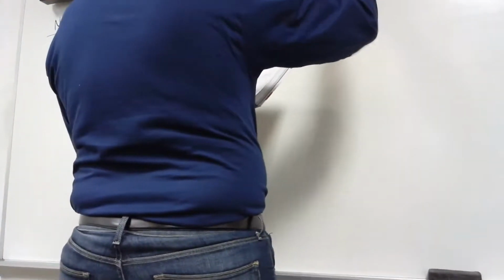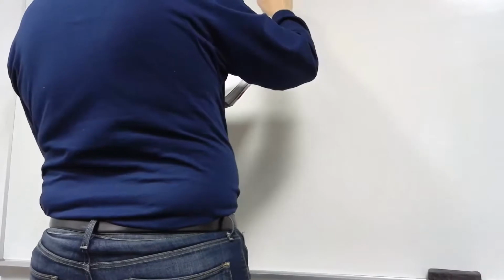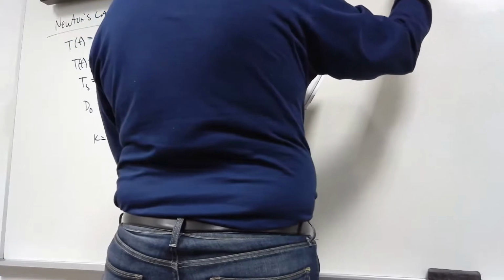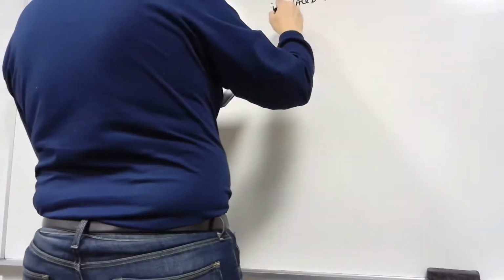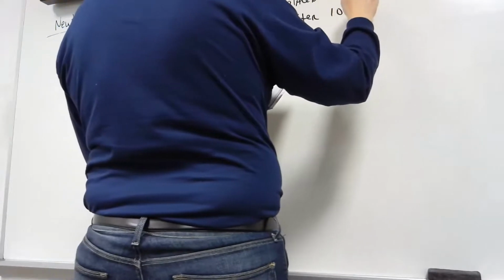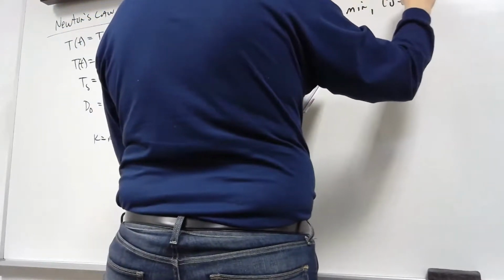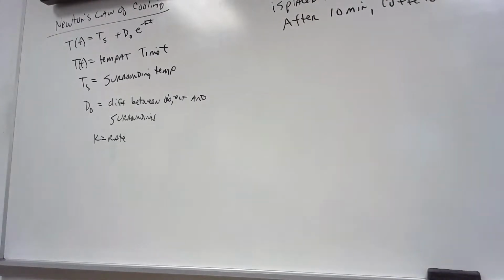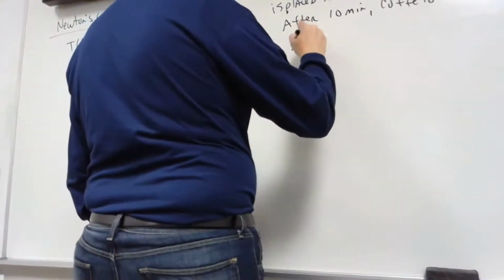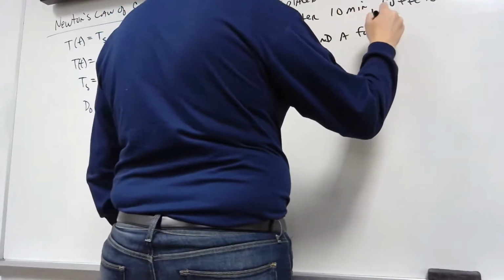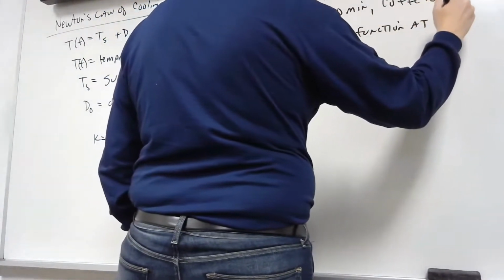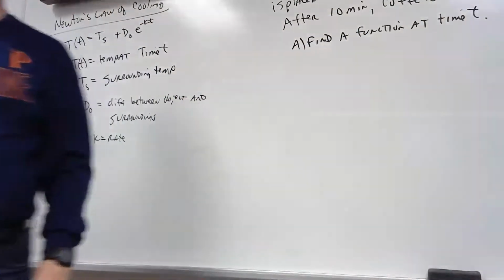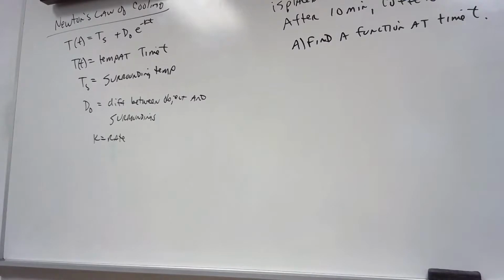so a cup of coffee at 200 degrees Fahrenheit is placed in a room at 70 degrees Fahrenheit. After 10 minutes, the coffee is still too hot to drink, 150 degrees Fahrenheit. Okay? So find a function at time t. Okay? So, Cameron, how would you do that?